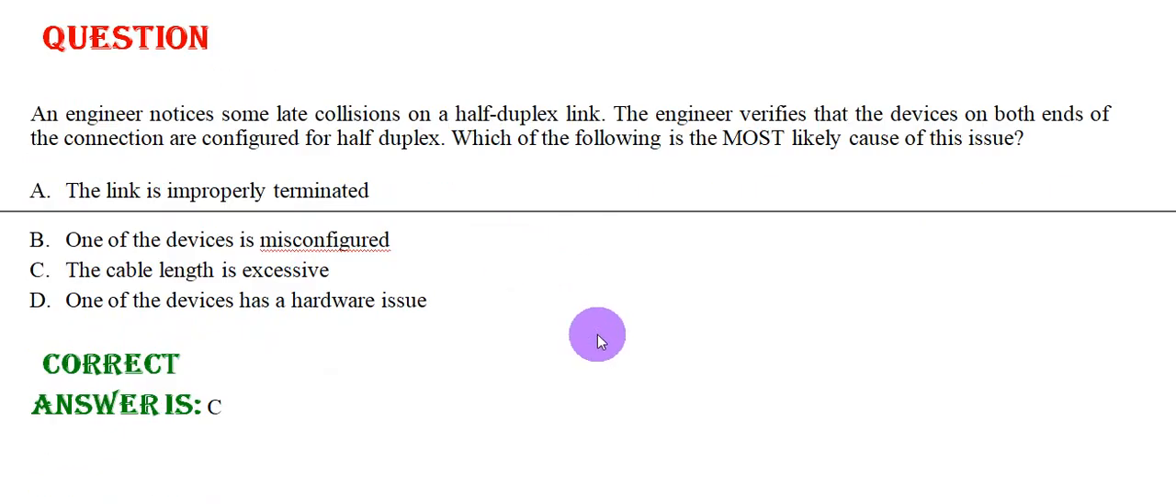An engineer notices some late collisions on a half duplex link. The engineer verifies that the devices on both ends of the connection are configured to half duplex. Which of the following is the most likely cause of the issue? Option A, the link is improperly terminated. Option B, one of the devices is misconfigured. Option C, the cable length is excessive. And option D, one of the devices has a hardware issue. The correct answer is option C.